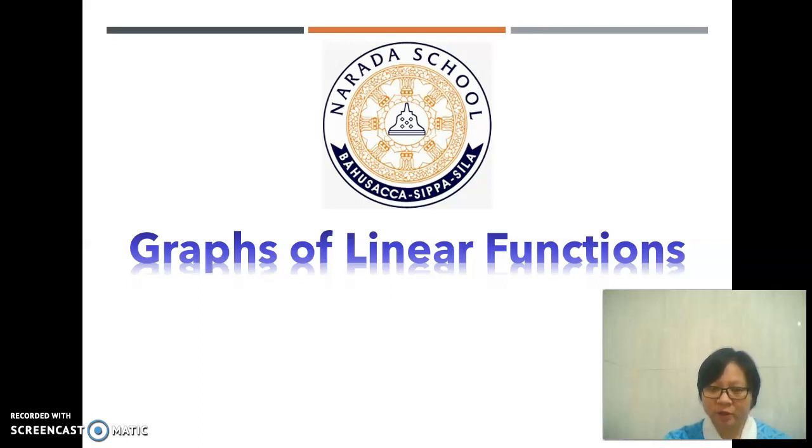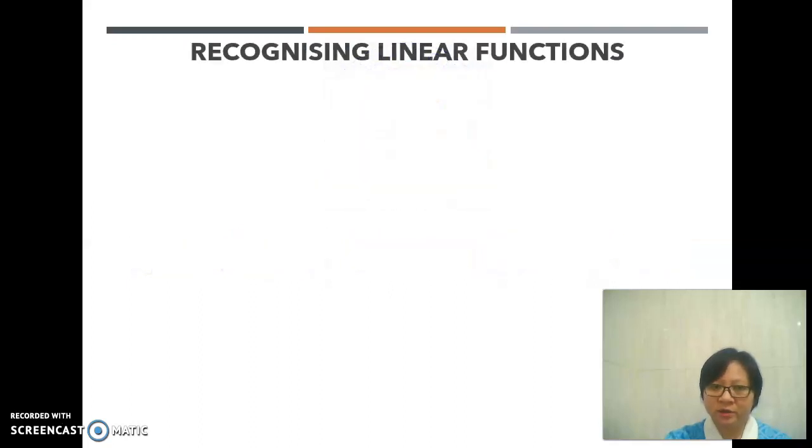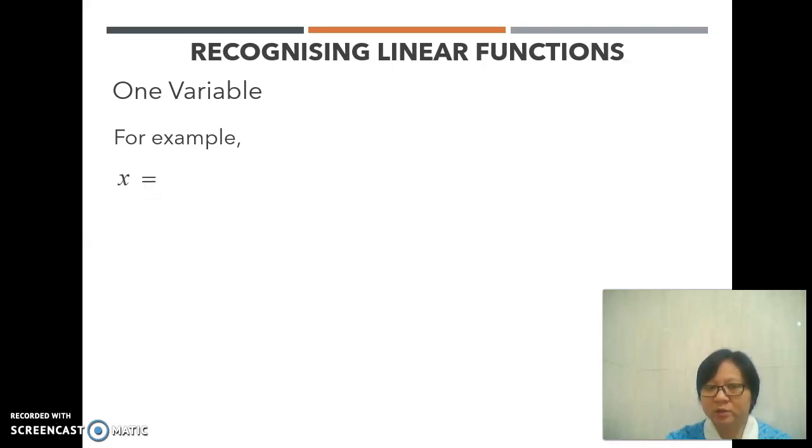After learning about parts of the Cartesian plane, it's time to learn how to recognize linear functions. Here we are using two variables, the x variable and the y variable. Let's start with one variable. For example, x. In the linear equation x equals 0, it means the x coordinate is always equal to 0.